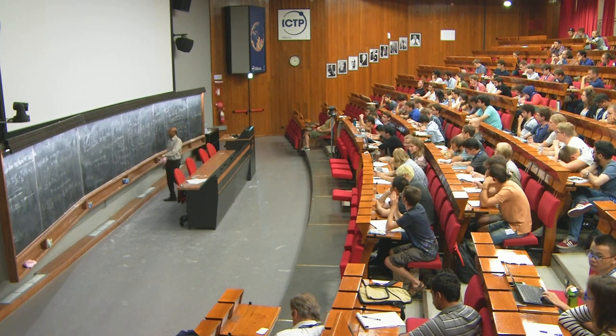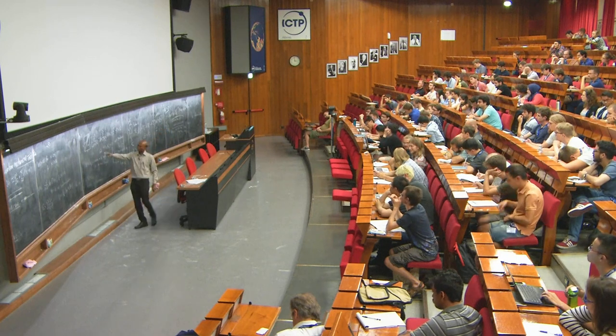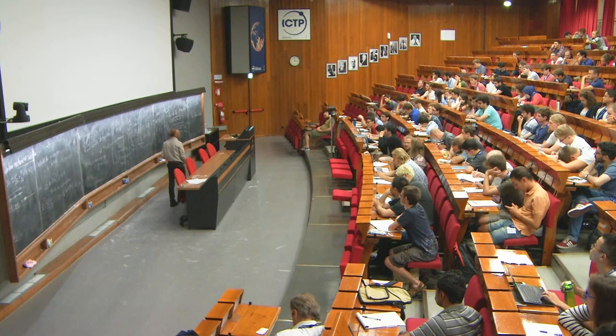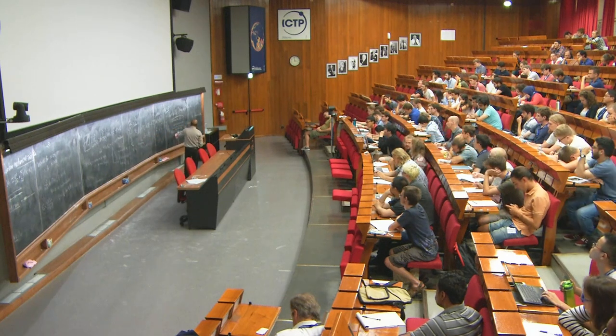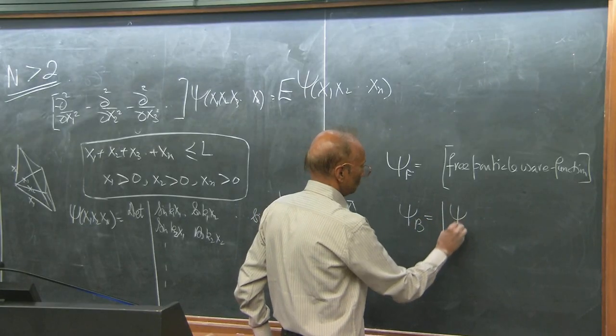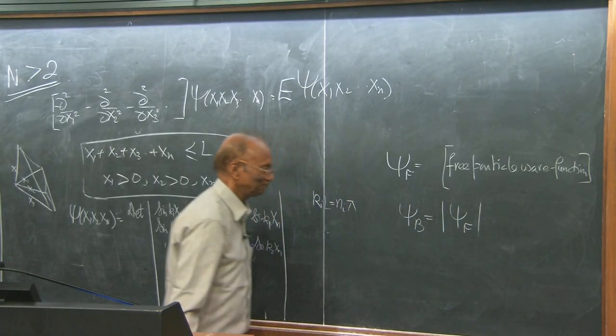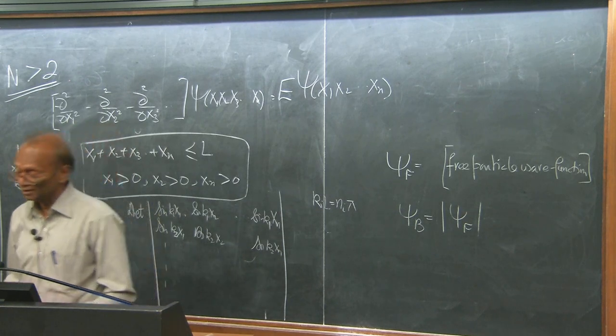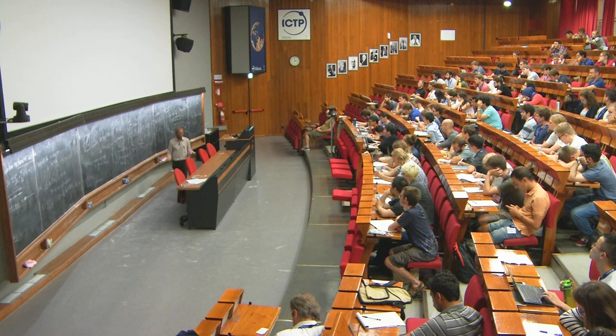So in going from here to here, the change from x to delta was made. Okay? And so psi Bose is equal to the mod value of psi Fermi. So if you go to a different sector, the boson wave function will be symmetrical.